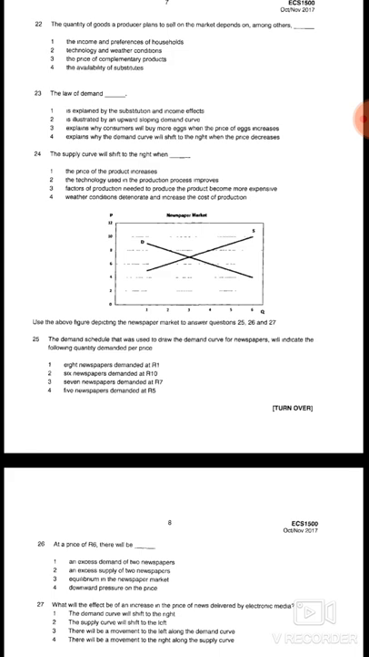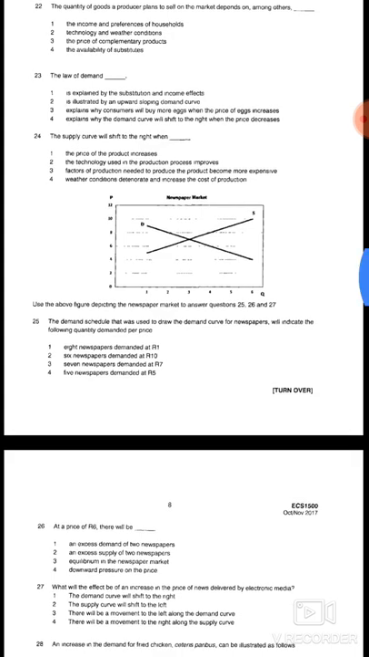Okay, the law of demand, question 23. Option number 1, explains the substitution, no. Option number 2, illustrate the upward, no. Option number 3, explains why consumers buy more eggs when the price of eggs increase, is also no. Option number 4, explains why the demand curve will shift to the right when the price decrease. So remember, on the law of demand, if prices are high, consumers demand less. So option number 4 is true.